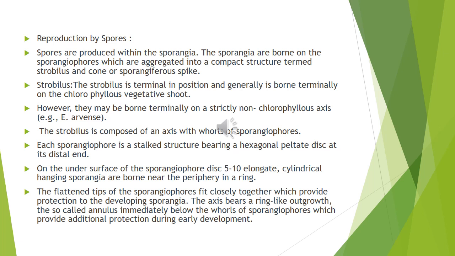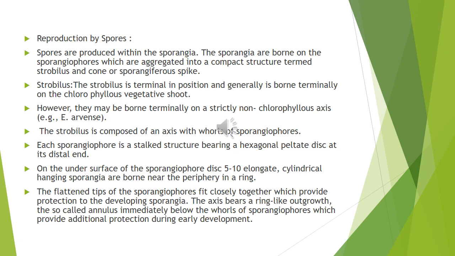Now, the second type is by means of spores. Here the reproduction takes place by means of spores. The spores are produced within the sporangia. The sporangia are borne on the sporangiophores. That means these are the stalks which bear spores and hence are called sporangiophores, which are aggregated into a compact structure called a strobilus or cone or sporangiferous spike.